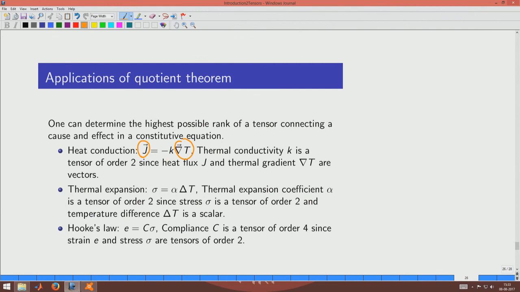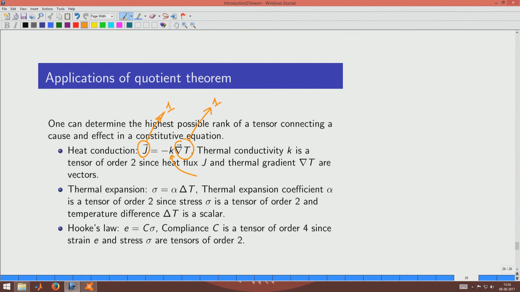Now, we know that the left hand side is a tensor of order 1, and the right hand side is also a tensor of order 1. Both are vectors, the heat flux and the gradient of temperature, and therefore, the most general way to describe K is that it is a tensor of order 2. Using the quotient theorem, we can deduce that it must be a tensor of order 2. That is the most generic way of saying it, and then of course, you can go ahead and make that into a more specific form when we know more about the thermal conductivity.